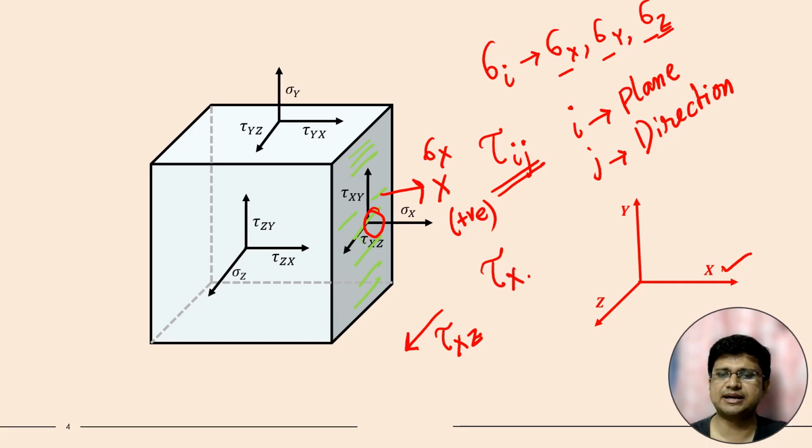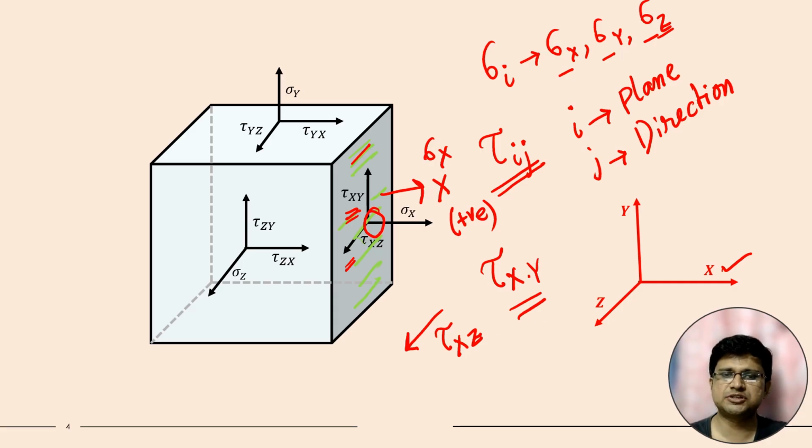Second term can be y, can be z, or can be anything else. When will it be y? When the shear stress is acting along y direction, it will be tau xy. When the shear stress acts along z direction, it will be tau xz. So this is tau xy because this is over plane x acting along y direction. And this shear stress is over plane x but acting along z direction, so it will be tau xz.